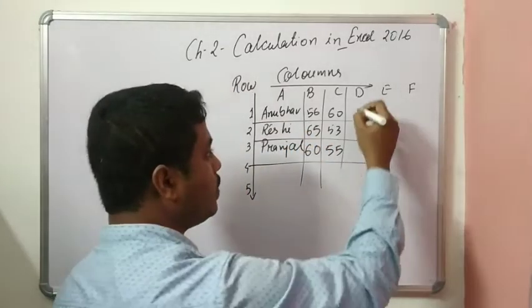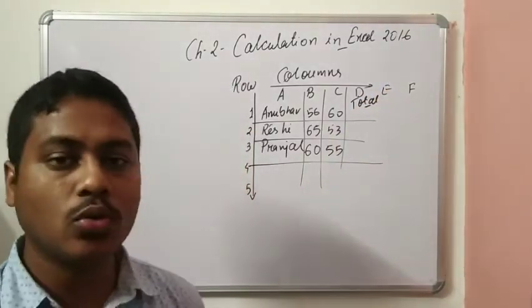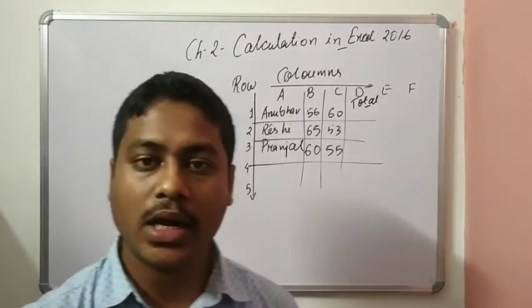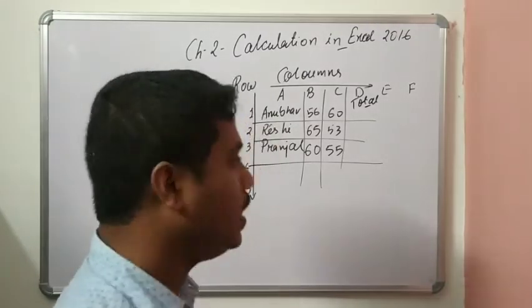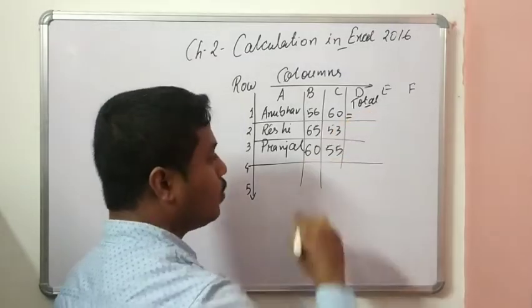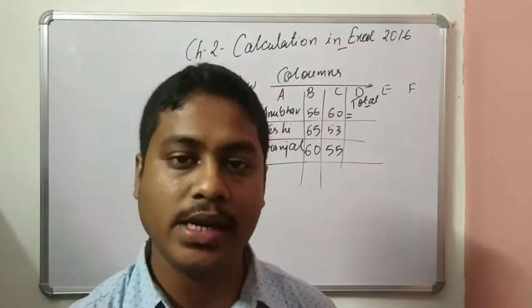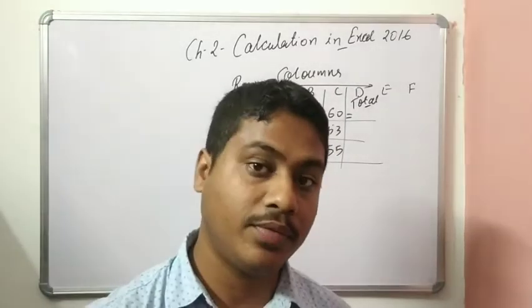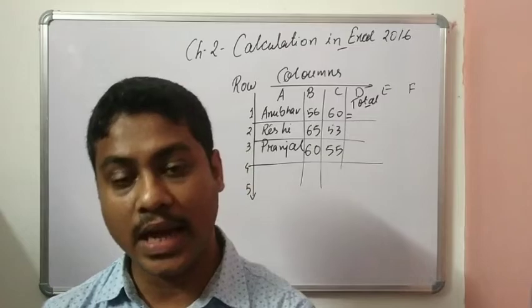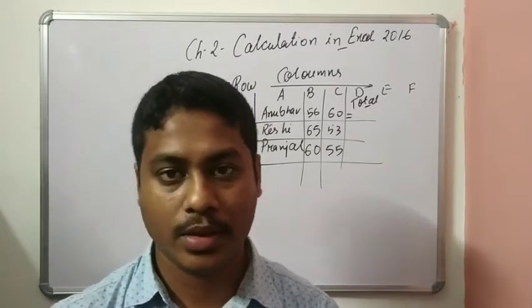Suppose I want to find a total of this, but before finding the total, you need to know something: when we write a formula in Excel, always start with an equal to sign. Okay, we have to always put an equal sign. Then only we can use the mathematical functions. Any mathematical function, like the sum, the difference, multiplication, division, anything you do, always start with equal. Clear?